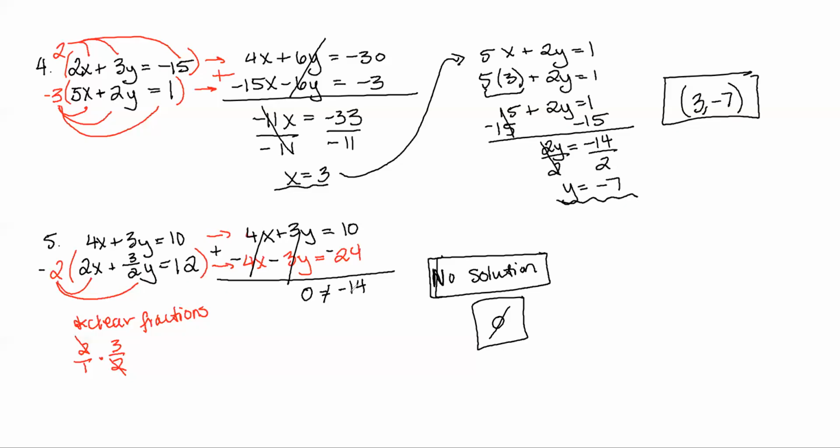And now let's look at that last example, number 6, just to see what the other special case is going to look like. 4x minus 6y equals 10, and negative 10x plus 15y equals negative 25. All right, so let's take a look at our numbers here and see what coefficients we can change to make them opposites.